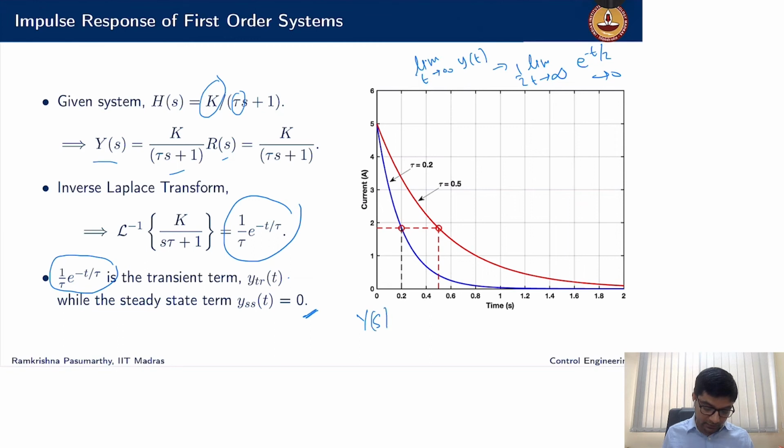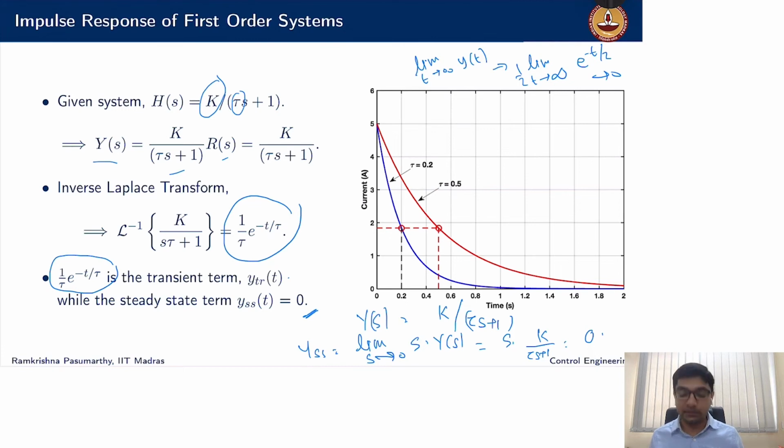Y of s is k over tau s plus 1. The final value theorem says that y at steady state is the limit as s goes to 0 of s times y of s. You can do the math. So this will be s times k over tau s plus 1, and this becomes 0. Right? I think it should be an easy exercise to check. Okay, the steady state is 0, and this is the transient term, 1 over tau e to the power minus t over tau.